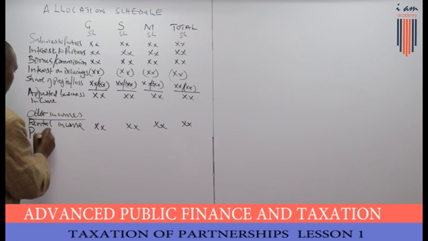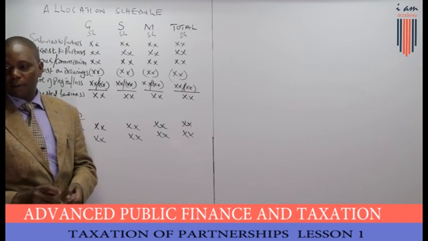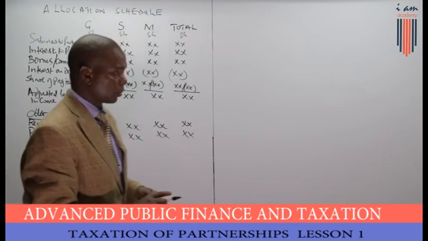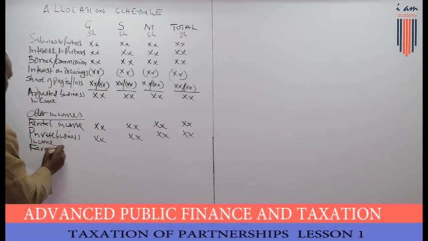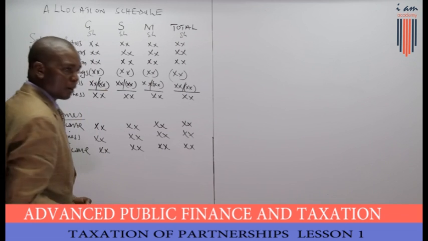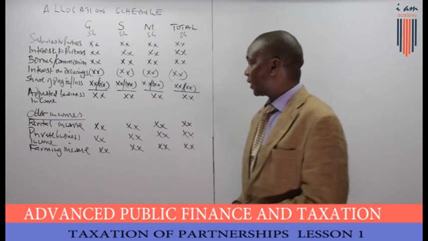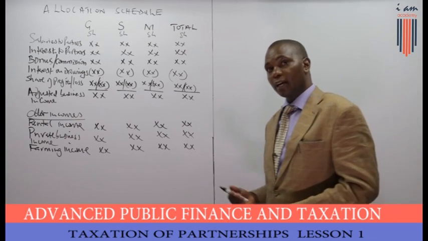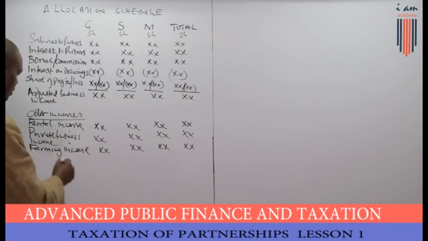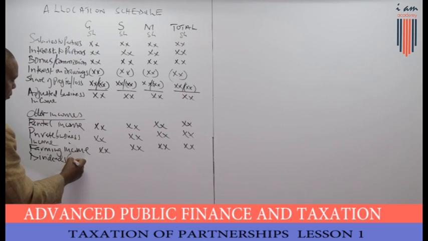So private business income. If a partner has some private business income, then we shall also bring it into our computation. Then any farming income we shall bring. If there is any farming income, that farming income is also going to come in. We need to bring the farming income into our proforma. If, again, there is any investment in shares and the partnership has received income like dividends, then we shall bring the dividends here. The dividends that we bring here are the non-qualifying dividends. So here, I'll use the word non-qualifying.